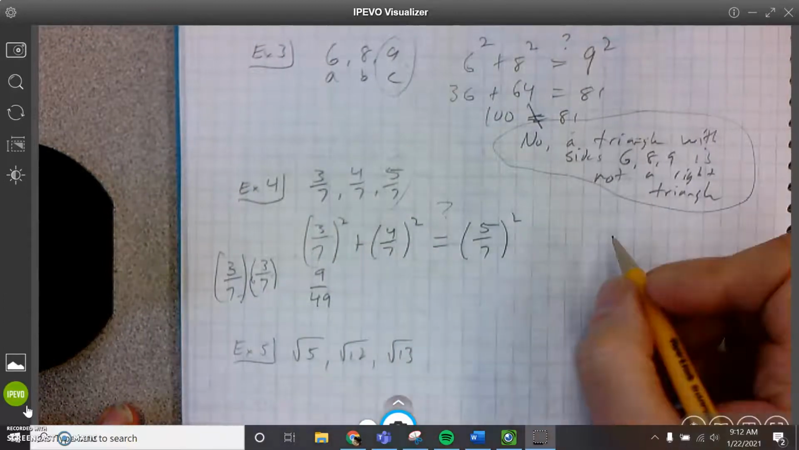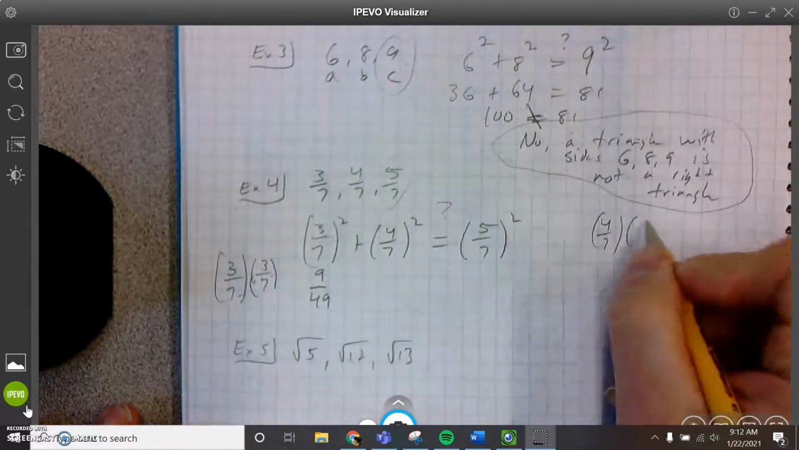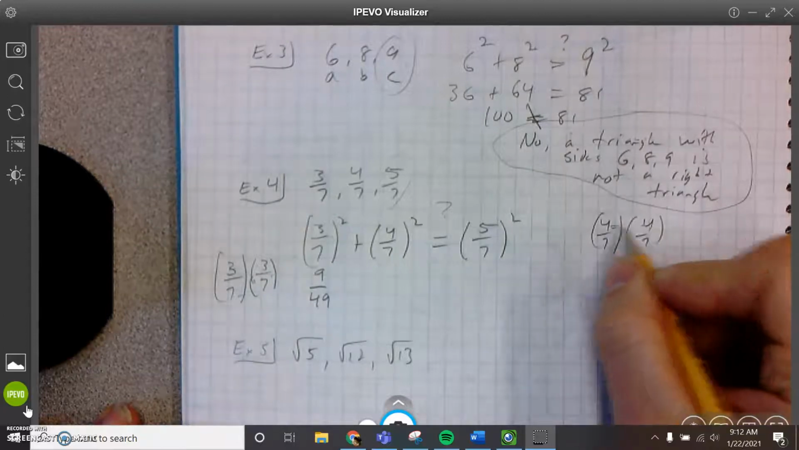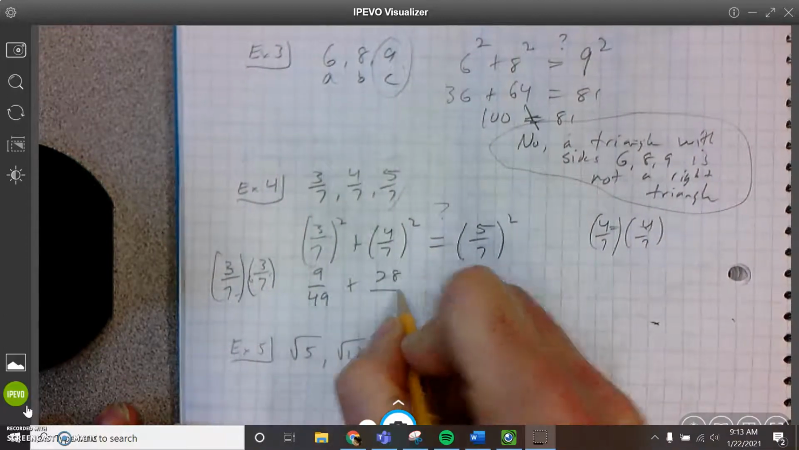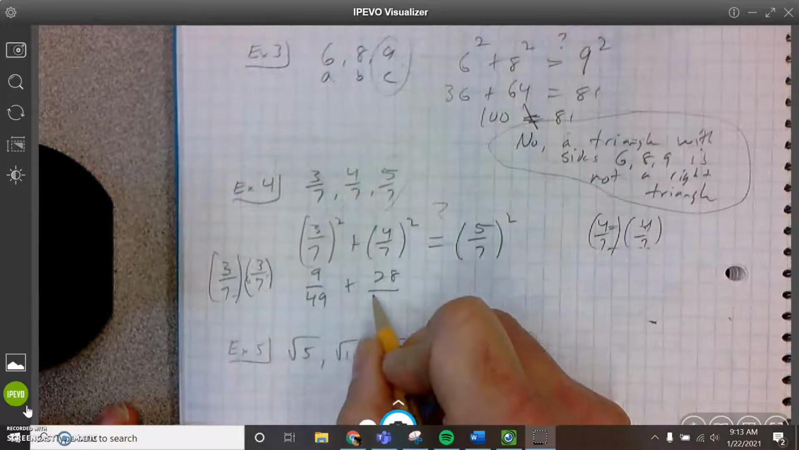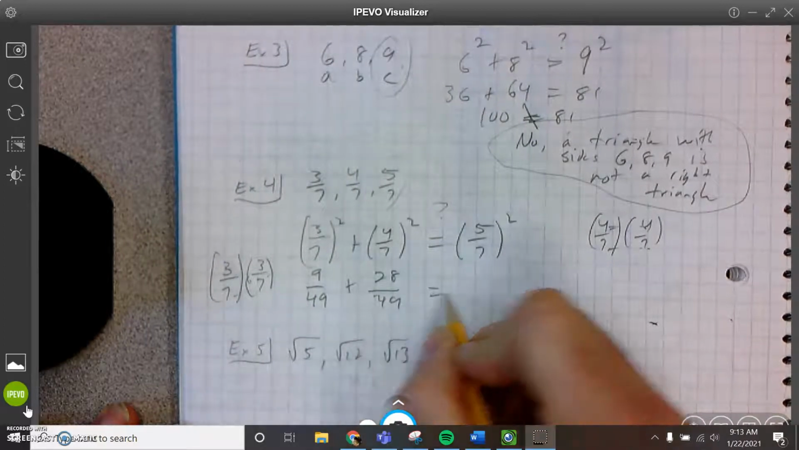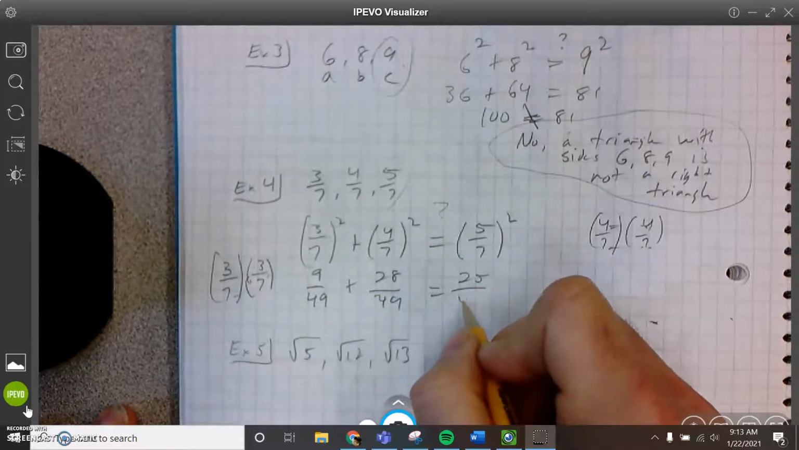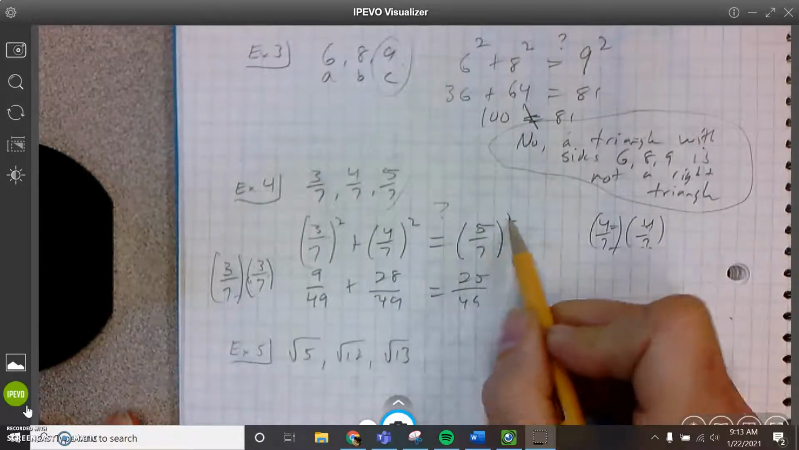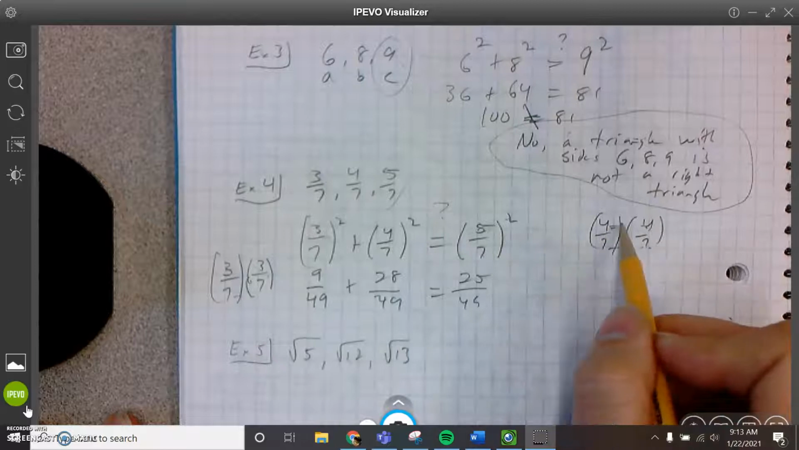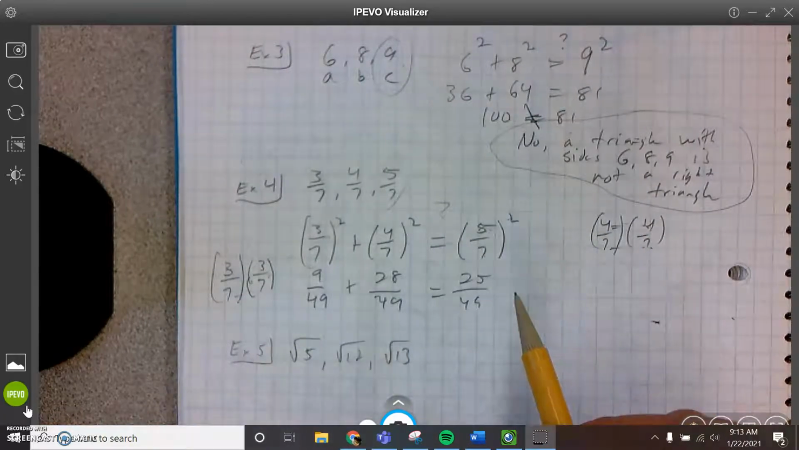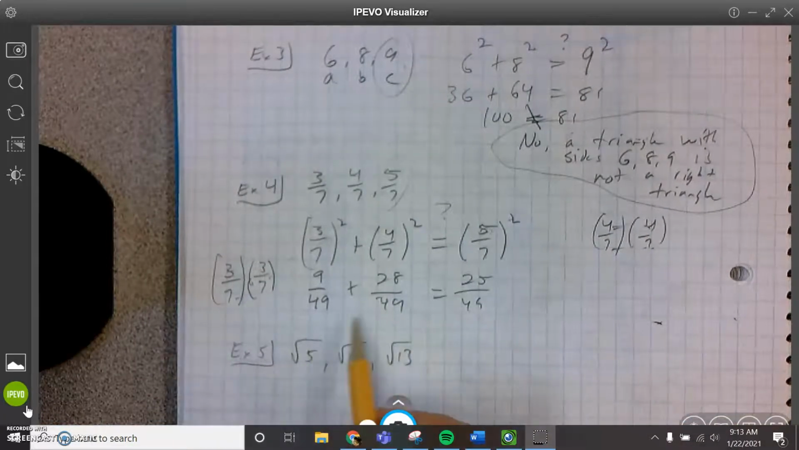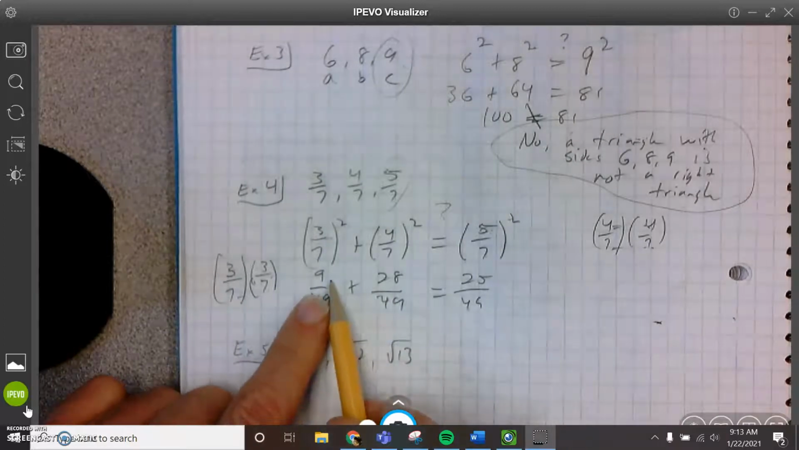So this is 4/7 times 4/7, which is 4 times 4 is 16, and 7 times 7 is 49. What's this going to be? Yeah, 25/49. Because 5 squared, 5 times 5, and then 7 times 7, just like we did before. Notice the patterns. Okay, so we have the same denominator here. Cool, so all we're doing is adding the numerators.